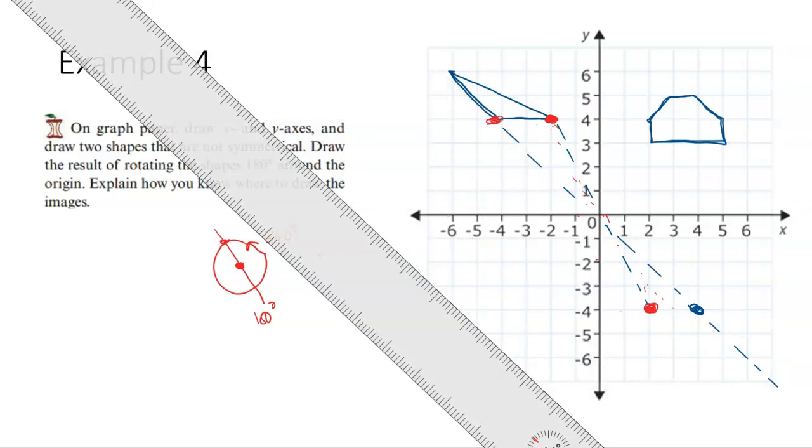So we've got, this is our line here. We're going down 1, 2, 3, 4, 5, 6. So we're going to go down to 6 here. And we're going to go over 1, 2, 3, 4, 5, 6. We're going to come right there. And that is our reflection of 180 degrees.